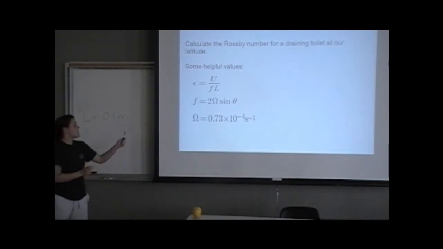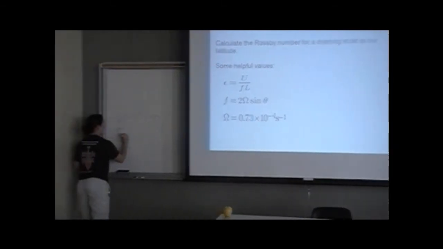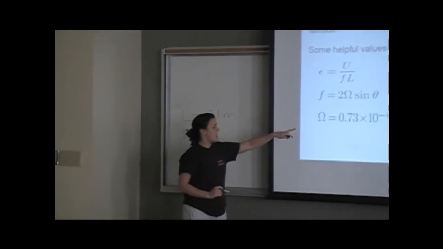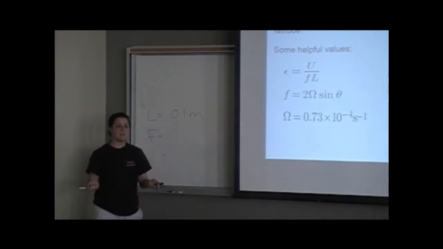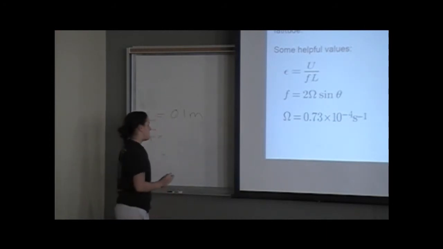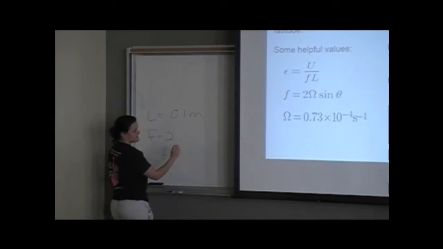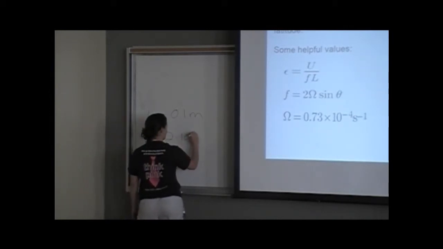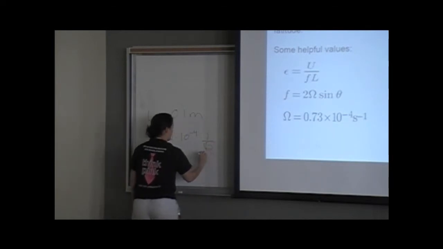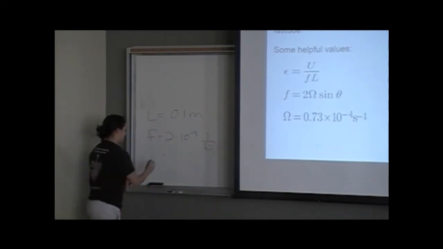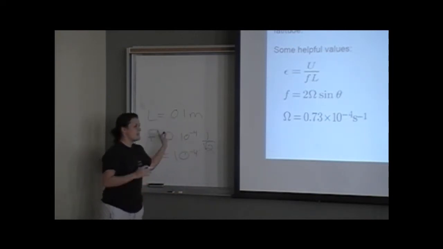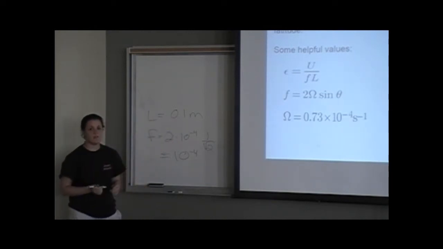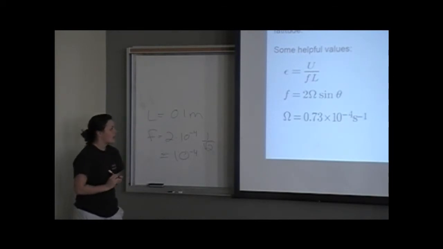Now, f is pretty easy to calculate. f was 2 omega times the sine of theta. We're at mid-latitude, right? So we're about 45 degrees latitude. So that would give us 2 times something to the minus 4 times 1 over root 2, right? When we calculate that out, we're going to get something on the order of 10 to the minus 4, because the 2 and root 2 there would just cancel out to be root 2, which is 1.4, so that's on the order of 1. So again, we're getting 10 to the minus 4.